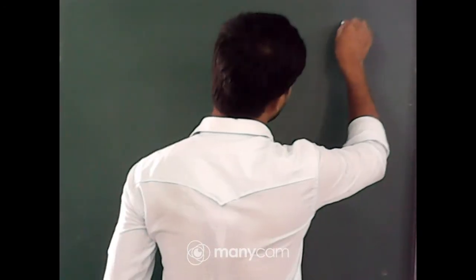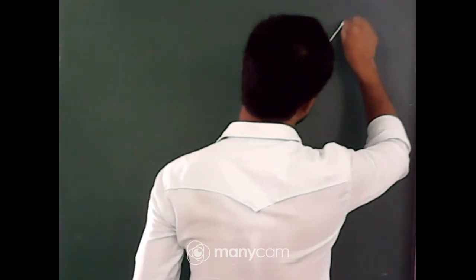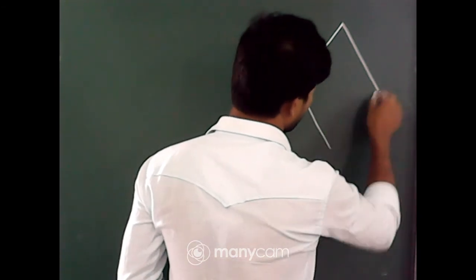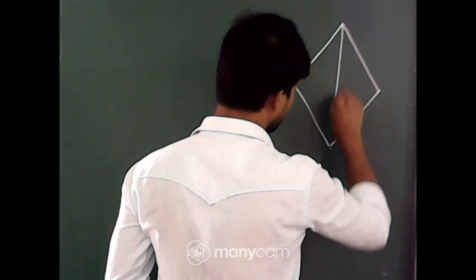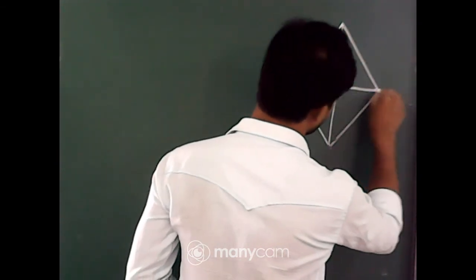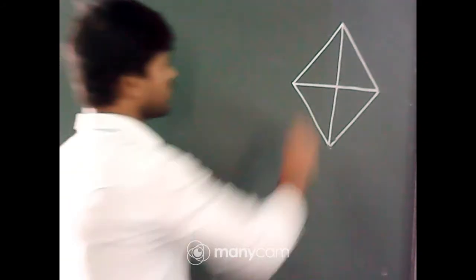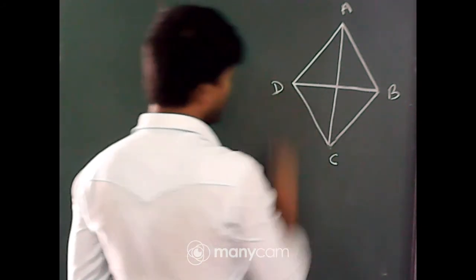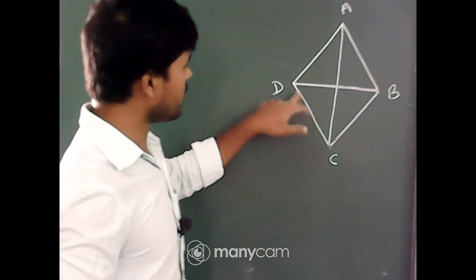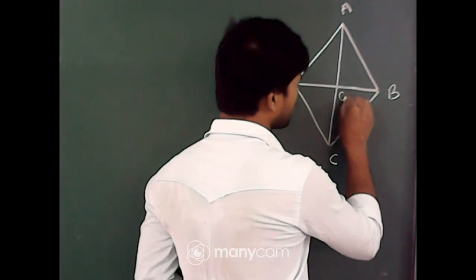prove that the sum of the squares of all sides of a rhombus is equal to the sum of the squares of its diagonals. Okay, so let us draw a rhombus. We know a rhombus is a quadrilateral whose diagonals bisect each other at 90 degrees. Okay, so let us consider ABCD is a rhombus whose diagonals are AC and BD, and they are intersecting each other at the point O.